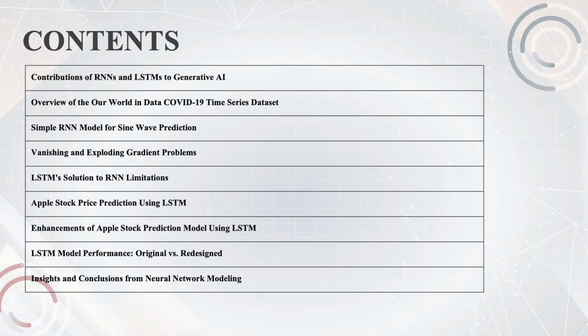The first topic we are trying to talk about is the contribution of RNNs and LSTMs to generative AI, an overview of Our World in Data COVID-19 time series dataset, simple RNN model for sine wave prediction, vanishing and exploding gradient problem, LSTM solution to RNN limitation, Apple stock price prediction using LSTM, enhancement of Apple stock price prediction model using LSTM model performance between the original and the redesign, and the next one is the insights and conclusion from the whole project.